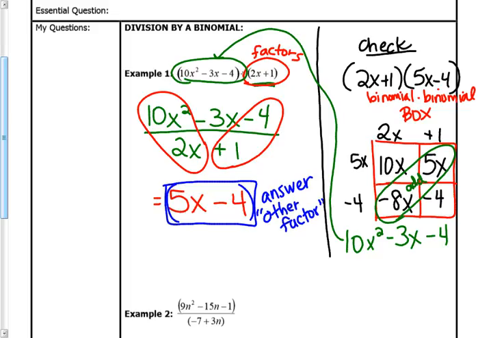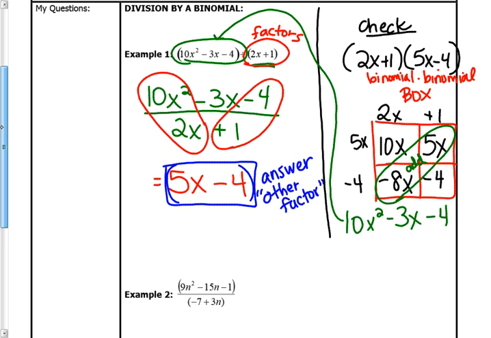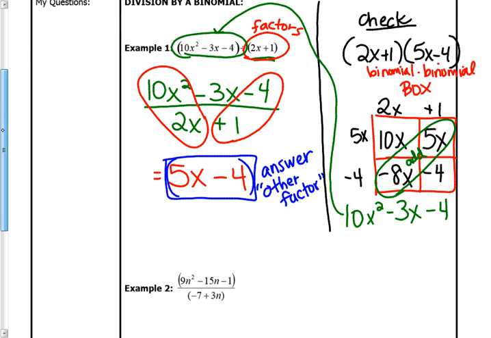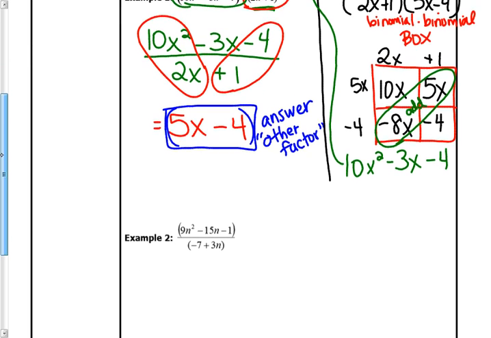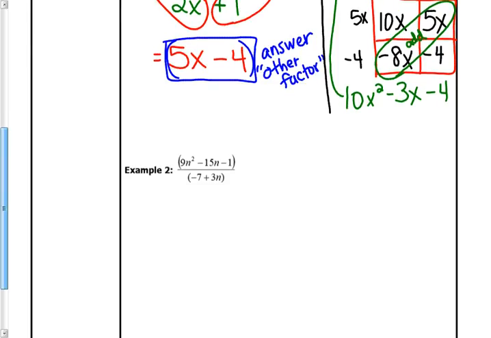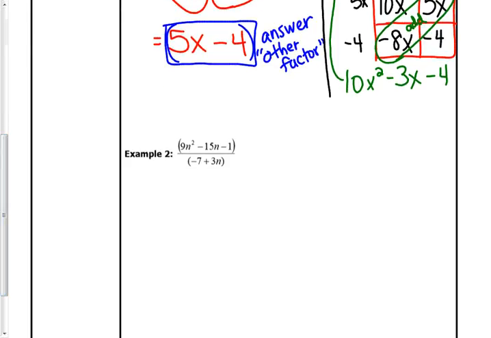You don't have to check your answers. It's not a requirement, but it is highly recommended that you go back and check your answer to make sure. Okay, so example 2. We have 9n squared minus 15n minus 1, and we're going to be dividing that by negative 7 plus 3n. And I know it's division because I see this fraction bar, and anytime you see a fraction bar, this does mean divide.